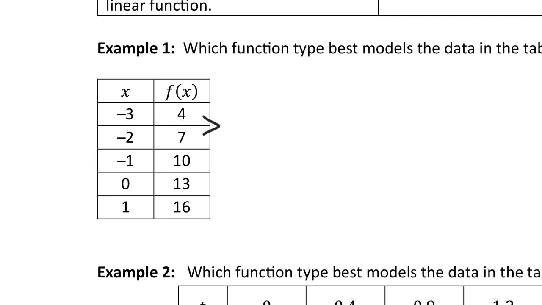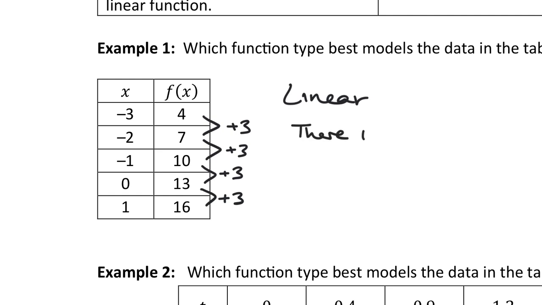How do you go from 4 to 7? How about from 7 to 10? 10 to 13? And 13 to 16. What do you notice there? It changes at a constant rate. So we know that this data is best going to be modeled by a linear function because, again, there is a constant rate of change.